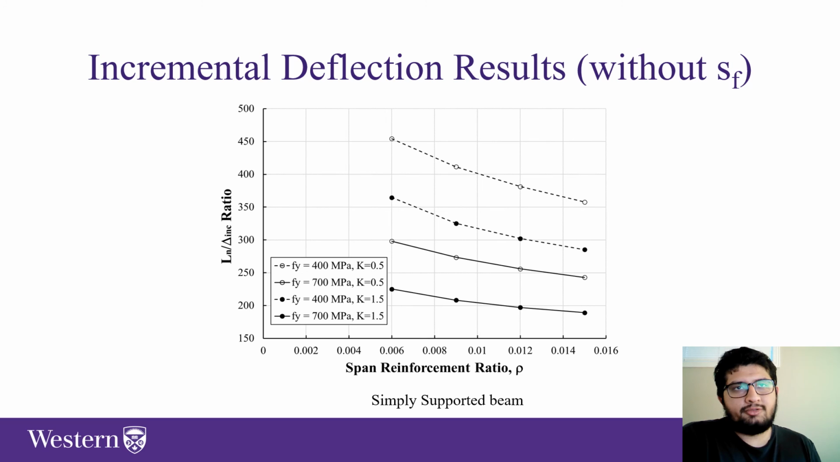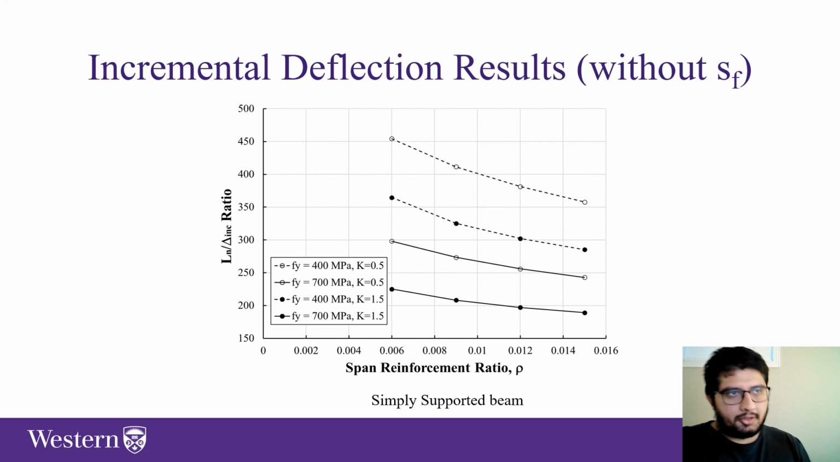In the previous figure, I had used the minimum beam height correction factor, S sub f, which, as I said before, increases as the yield stress increases. And in this figure, it's not being used.